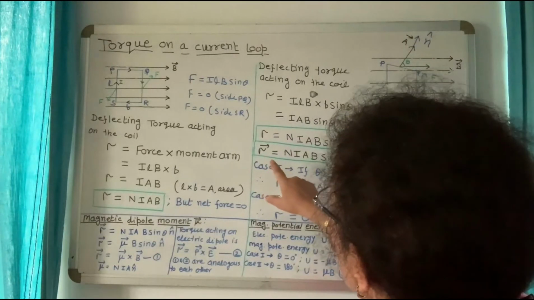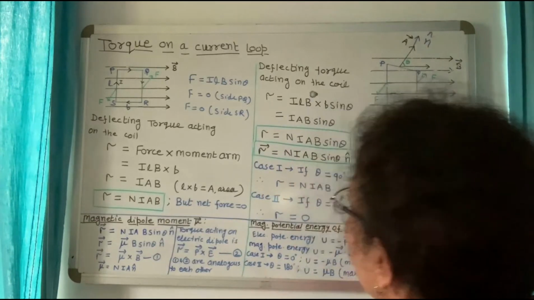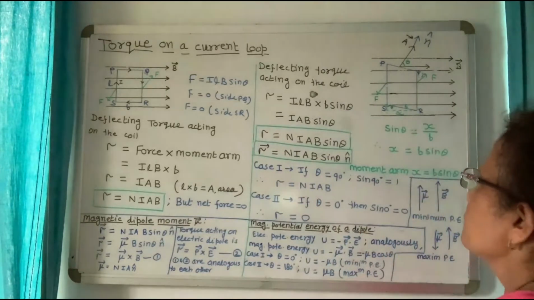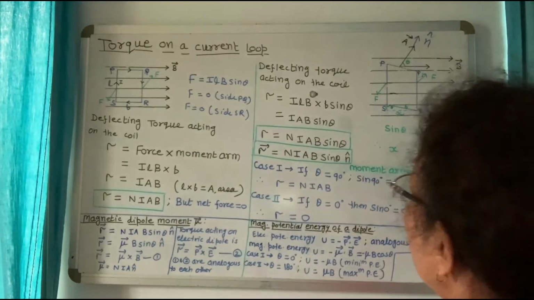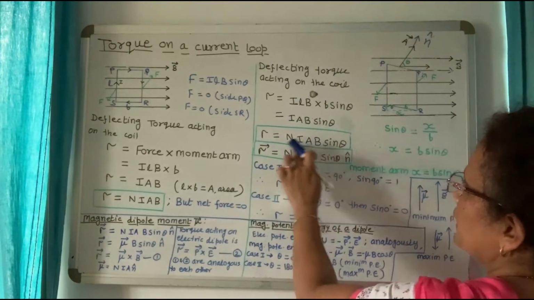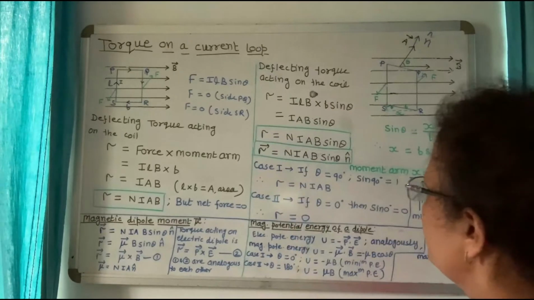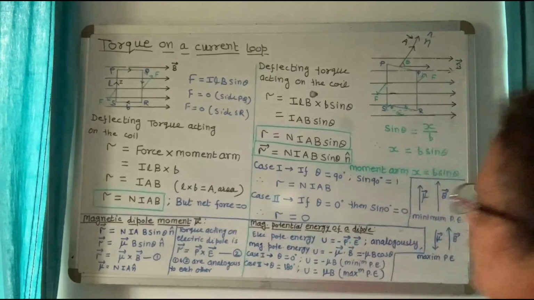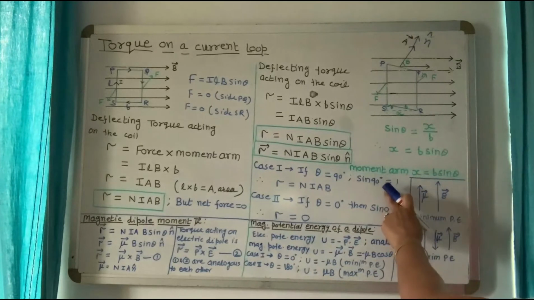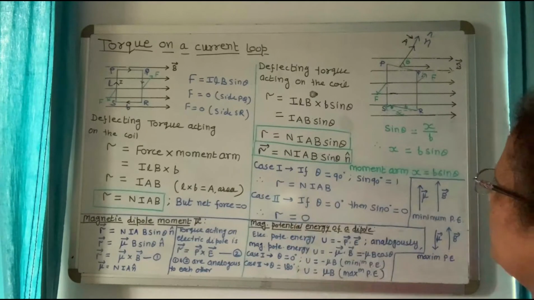So torque is equal to, in vector form, NIAB sin theta n cap. Now we will discuss the different situations. The quantities N, I, A, B are constant; the only one changing is theta. So in case 1, if theta is 90 degrees, sin 90 equals 1, so torque is equal to NIAB.